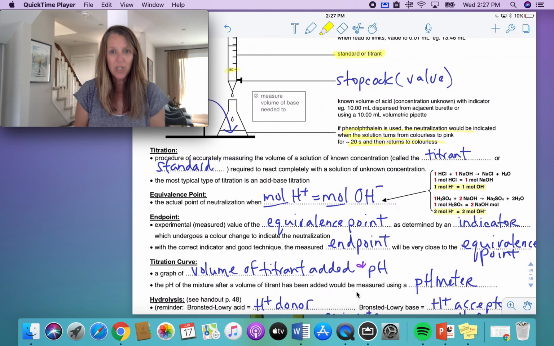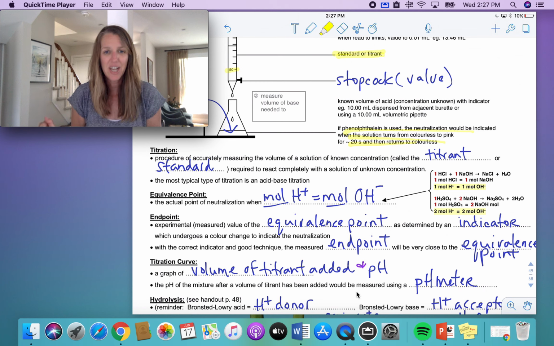What do we call this? We know this is a titration, a procedure to accurately measure the volume of a solution that has a known concentration. We call that the titrant or the standard, and we use that to figure out what the unknown concentration of the solution is going to be.